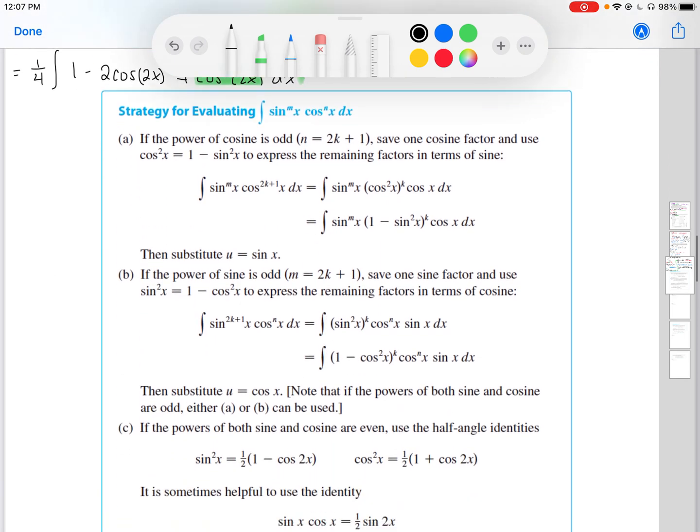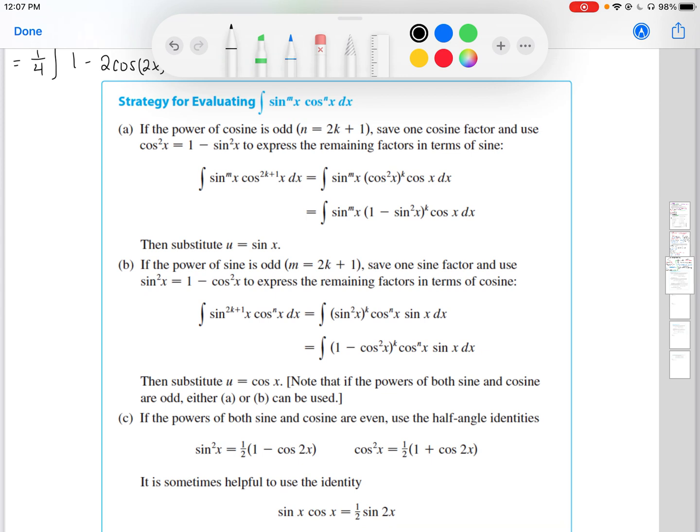Okay, let's read from our textbook. What's a strategy for working with sine and cosine when they're both in our integral? To begin, if the power of cosine is odd, whenever you have 2k plus 1, that means odd, because you multiply by 2, it makes it even, plus 1 more, you make it odd. That's what that means. If you ever see 2k plus 1 or 2k minus 1, it just means an odd number. So let's begin with this again.